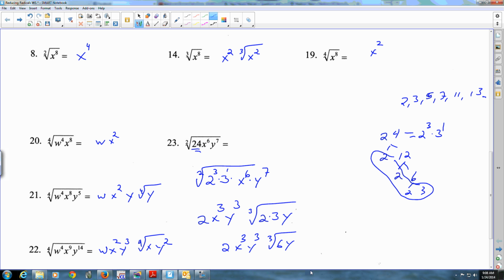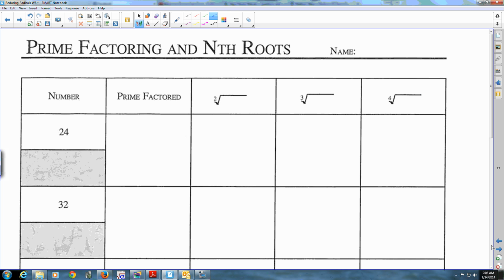Okay. To practice this stuff a little more, I've got this next sheet here. We just did 24, but now we're doing it with square roots, cube roots, and fourth roots. If you remember from what we just did, 24 was 2 cubed times 3 to the first. So when you're doing it with a square root, 2 cubed times 3 to the first, 2 goes into 3 once with 1 left over, and 2 can't go into 1, so it has to stay put. So 2 square roots of 6 would be your answer.